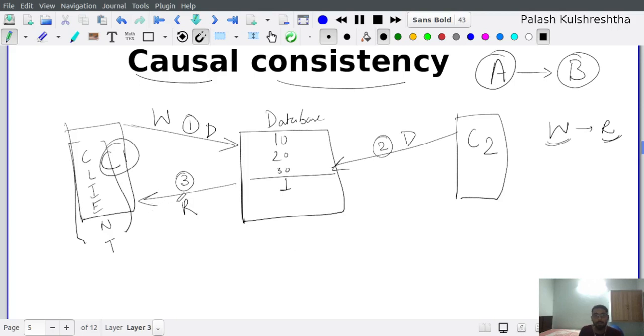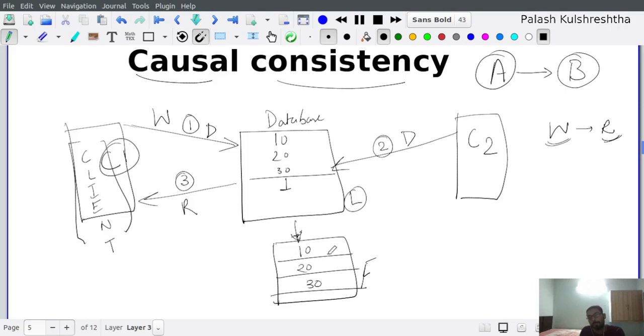Now the reads are not being done directly on the leader, but we are following the follower reads pattern that we have discussed in a previous video, where reads are being done from a follower. This is the follower, which is replicating its data from its leader. This is the leader, this is the follower. Now the follower can always be behind the leader. It cannot go ahead of the leader. So at the moment it has 10, 20 and 30 values. The latest value 1 has not been replicated on the follower.